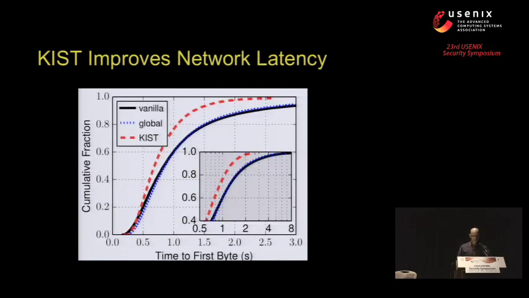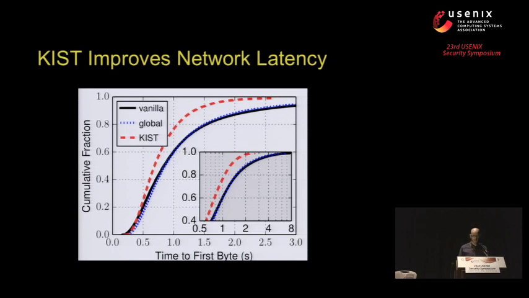Finally, we looked at network latency. So this is the time to first byte across all of our downloads that we were performing through the network. Think of this as circuit round trip times. We also found that KIST dramatically improves network latency. So this results in a more responsive network.